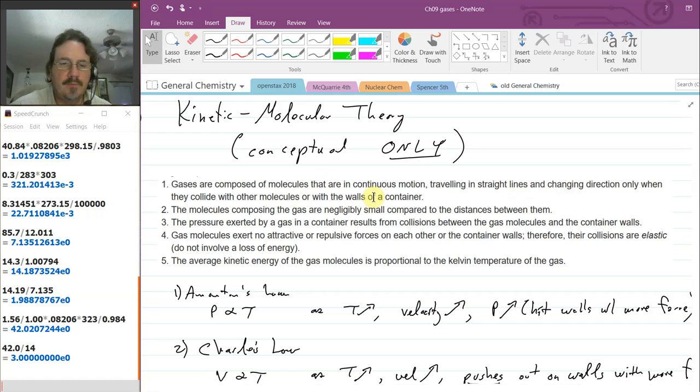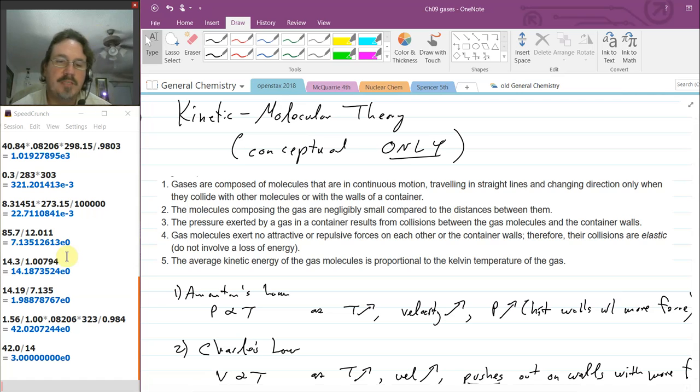All right. Number 2, the molecules composing the gas are negligibly small compared to the distances between them. So they're really spread out. There's not a whole lot of molecules per volume of the container, which means they don't collide very often. Every once in a while they're going to collide with each other, but they're really, really small compared to the size of the container and the spaces that they have. Which is an accurate picture of a gas, by the way.